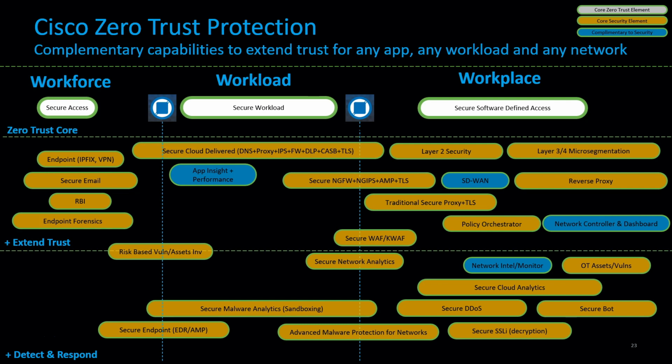And then there's a couple blue items there, right? You've got software-defined WAN, network controller, and dashboard that certainly help complement the security teams with additional insight and knowledge. When we get into detect and response, we got OT assets and vulnerabilities, so understanding the operational environment, secure cloud analytics, you've got secure DDoS, bot, and dedicated SSL decrypt, and again, a complementary capability to security is network intel and monitor.